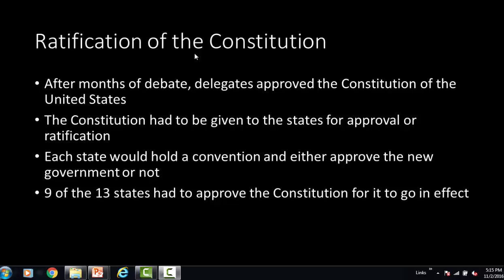As we begin to discuss that, you have to realize that in 1787, when our founding fathers got together in Philadelphia, they built a government and wrote a constitution, but at that point, it was not put in play. It wasn't part of our federal government. This document was debated and discussed, and the delegates had approved it. But at that point, the Constitution actually had to be given to the states for their approval.